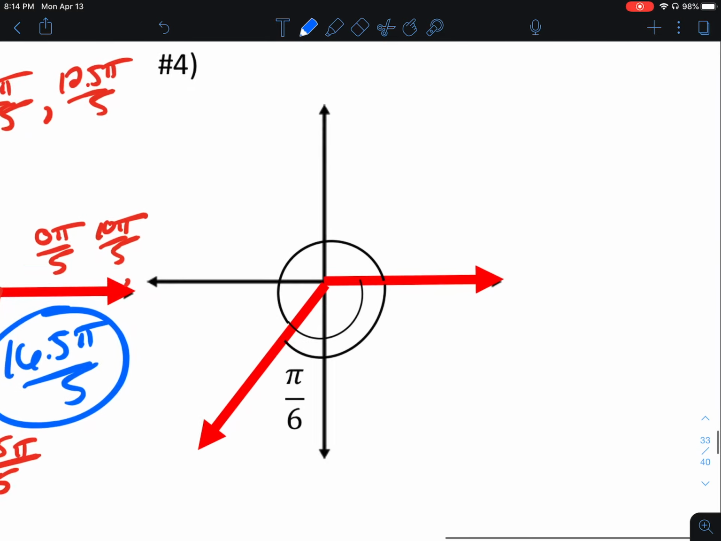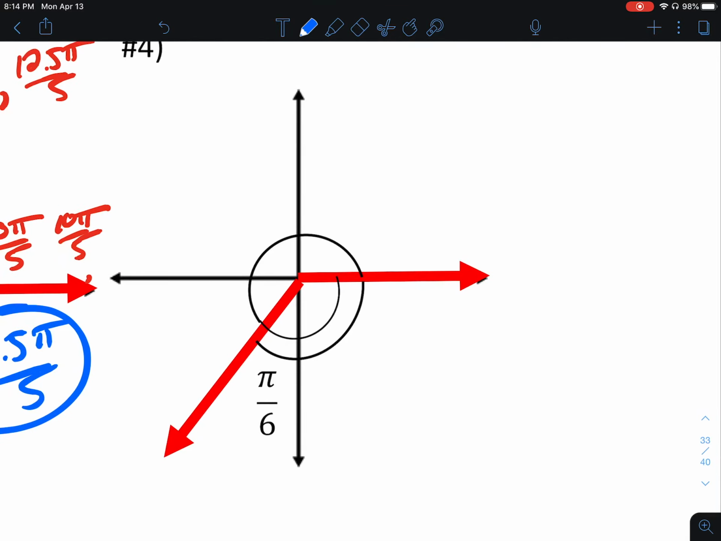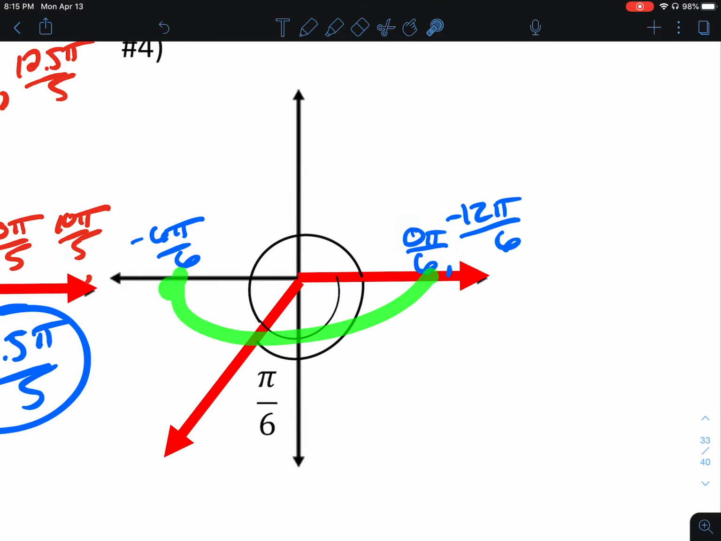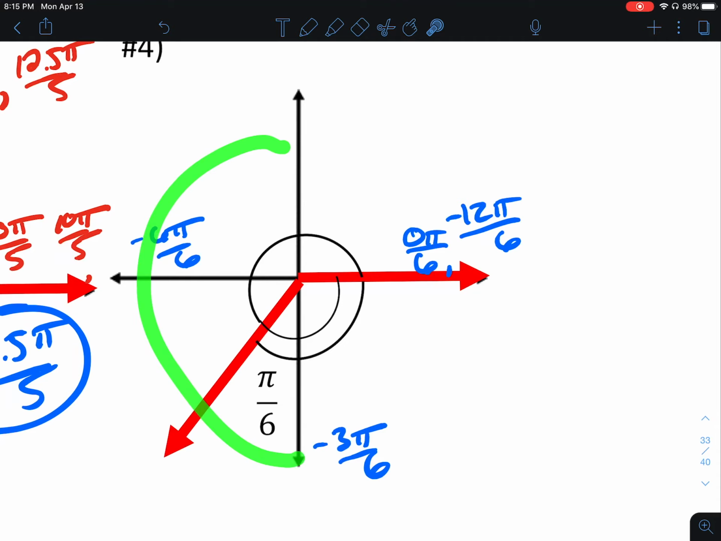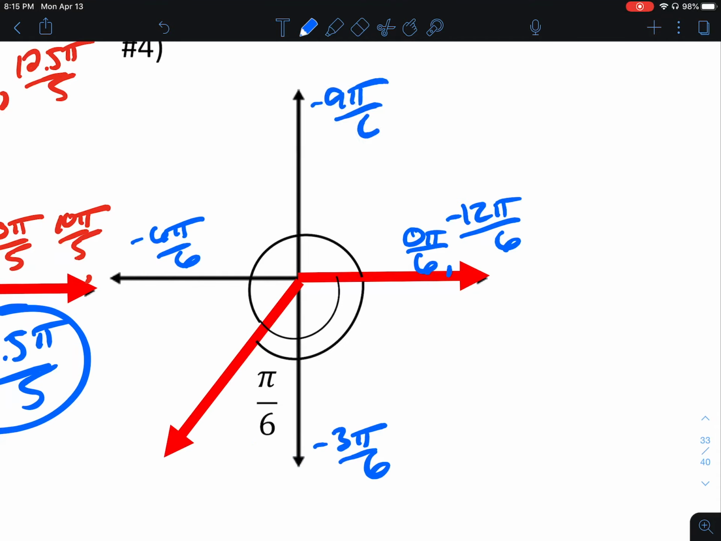Number 14, we're going in the negative direction, so the answer is going to be negative. We made a complete revolution, so that's negative 12 pi over 6, which is the same as saying negative 2 pi. Halfway around is negative 6 pi over 6. If we start at the beginning, I guess I got ahead of myself. At the beginning, we get 0 pi over 6. Halfway around is negative 6 pi over 6. Halfway between 0 and negative 6 is negative 3 pi over 6. So that means the positive y-axis is negative 9 pi over 6.